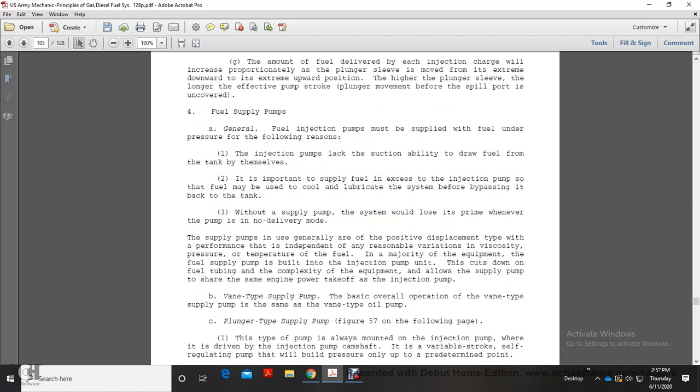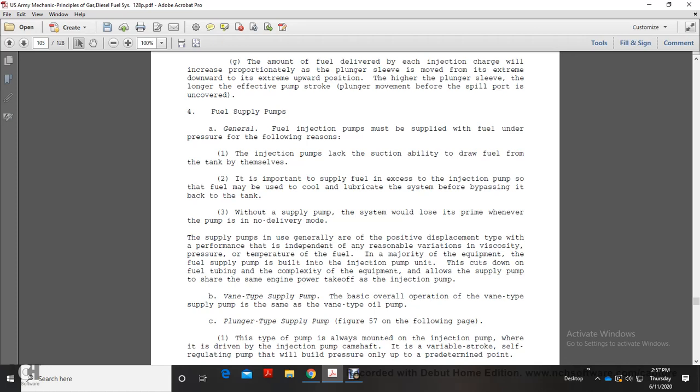Why are fuel supply pumps used? Generally, the fuel injection pumps must be supplied with fuel under pressure for the following reasons. Injection pumps lack the suction ability to draw fuel from the tanks themselves. It is also important to supply more fuel than the injection pumps need, so that the fuel may cool and lubricate the system, and then bypass back to the tank.